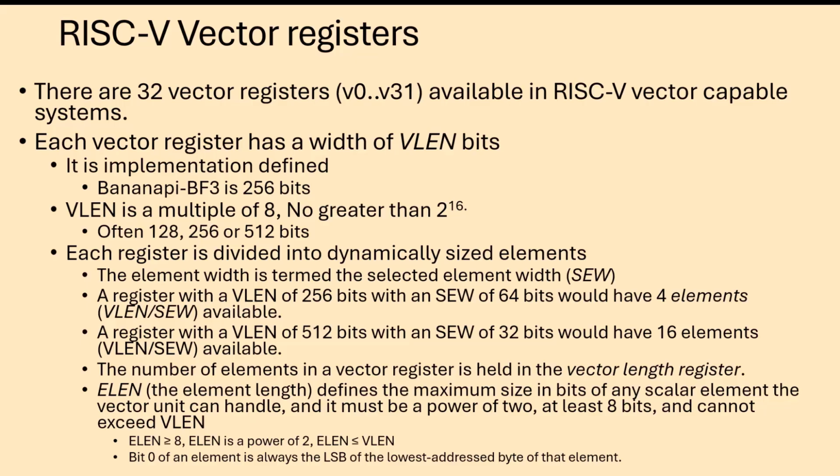The number of array members is dependent on how many bits each member has. The greater number of array members, the smaller the width available in bits of each element. This element width is chosen by the programmer and is termed the selected element width, or SEW. The number of elements available in a vector register is equal to VLEN divided by SEW. So if VLEN is equal to 256 bits, and the selected element width is 32 bits, then it's 256 divided by 32, which equals 8 elements available.